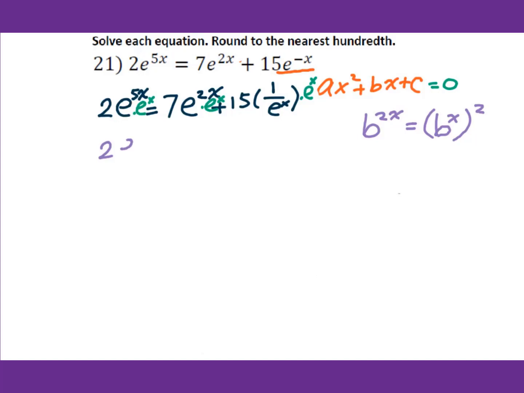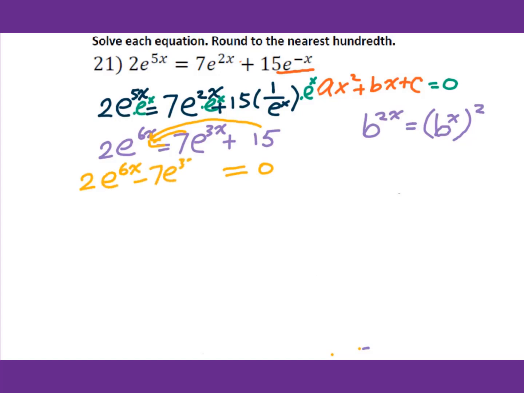Multiplication of a power, we add exponent. So we got 2e to the 6x power equals 7e to the 3x power plus 15. You could say this will be the quadratic pattern. Therefore, move everything to the left side. We want to get equal to 0. We got 2e to the 6x power minus 7e to the 3x power minus 15.